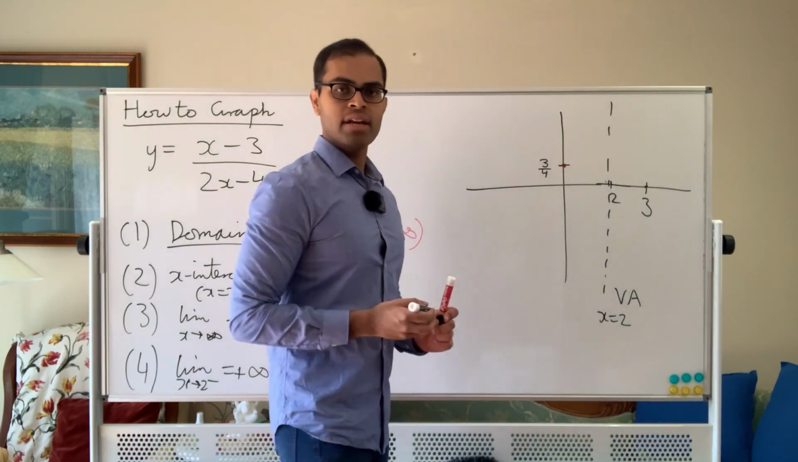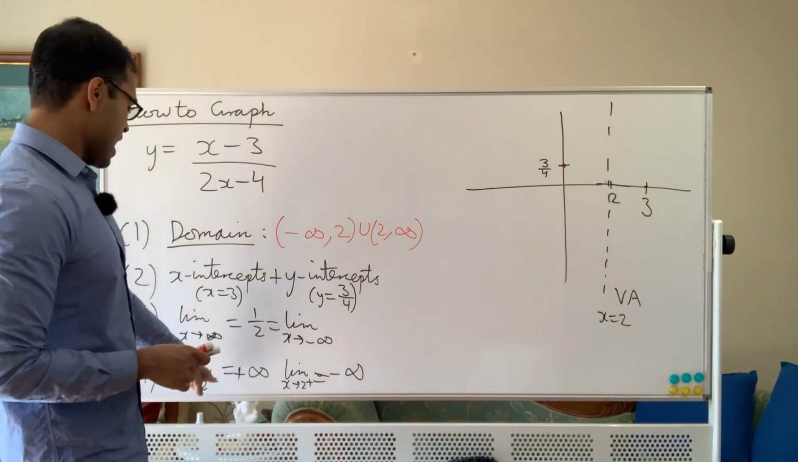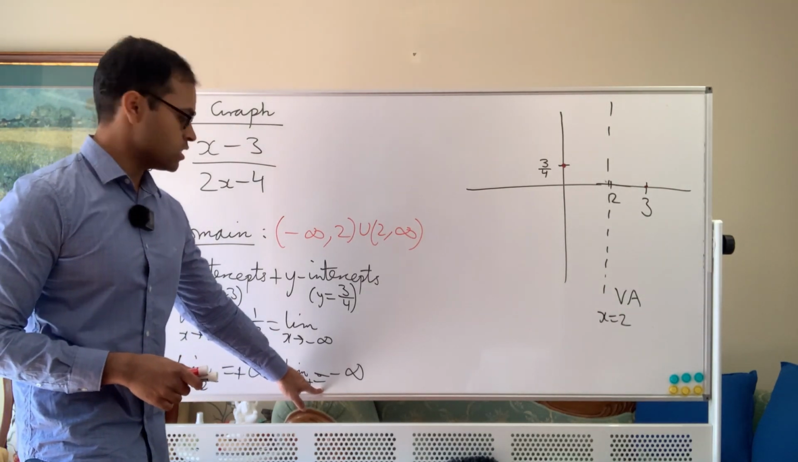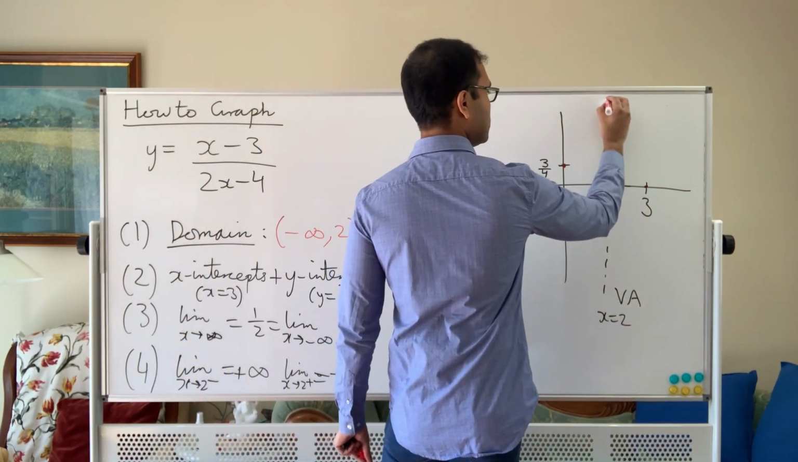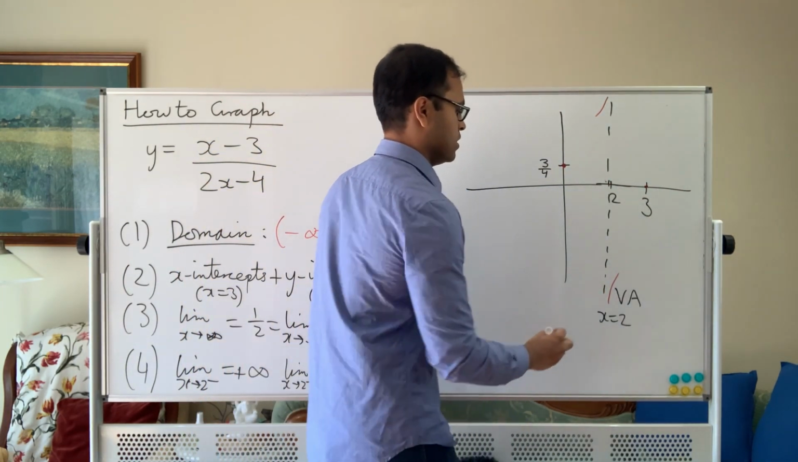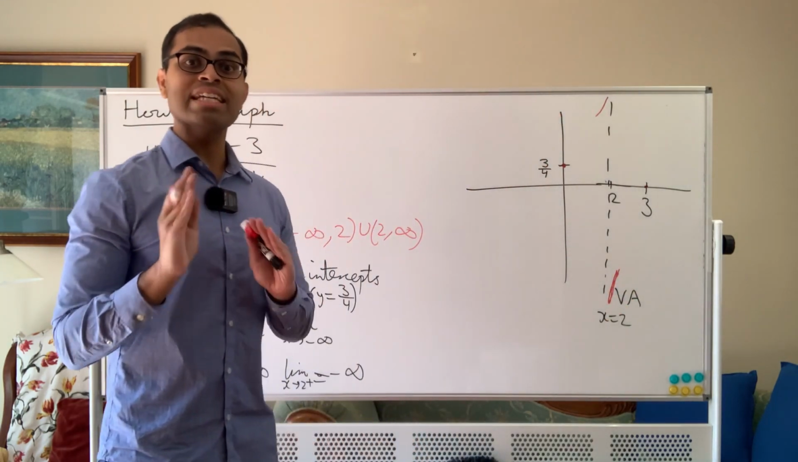And what happens here is we know the graph is going to go off to plus infinity or minus infinity. So we know that as x approaches 2 from the left, it's going to be plus infinity, and as x approaches 2 from the right, it's going to be minus infinity. Okay, so from the left, it's plus infinity, so we can draw something like this. And from the right, it's minus infinity, so we can draw something like this. Okay, so I'm just drawing a small piece of the graph so I can connect the dots at the end.